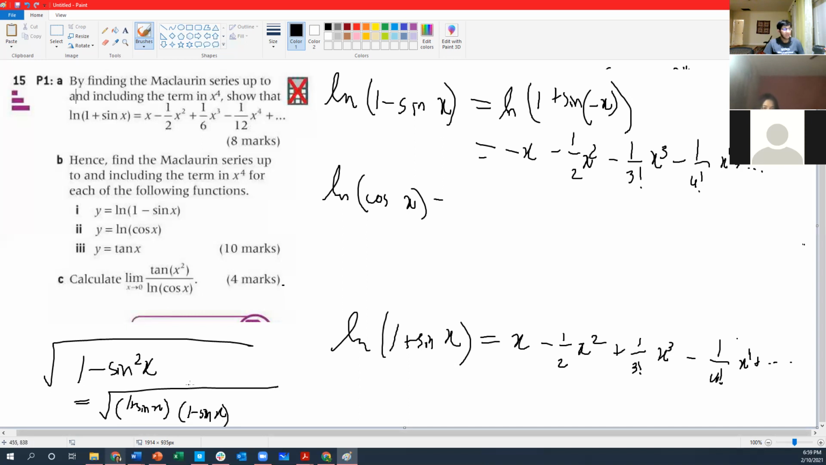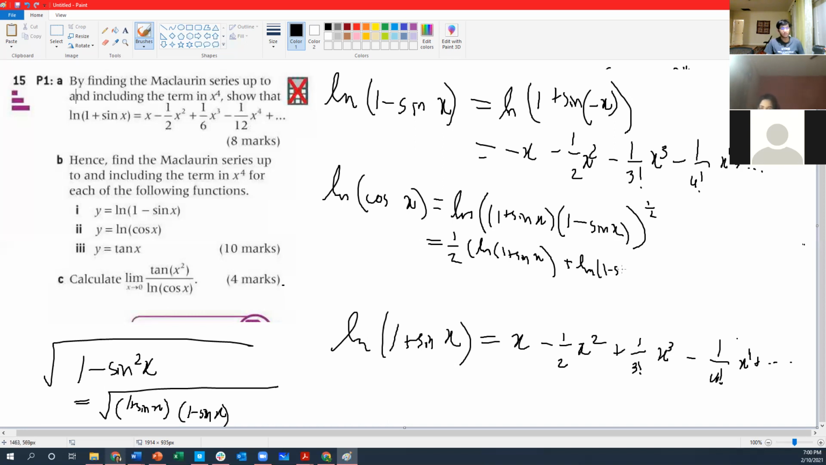So why this will help is now I can write ln of cos x as ln of 1 plus sine x times 1 minus sine x, and raise this whole thing to the 1/2 power. And the nice thing about this is now it's a log, so I can bring this 1/2 down. Now this is 1/2 of ln of 1 plus sine x plus ln of 1 minus sine x, using our log properties.